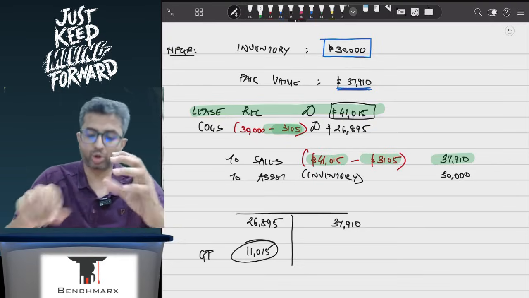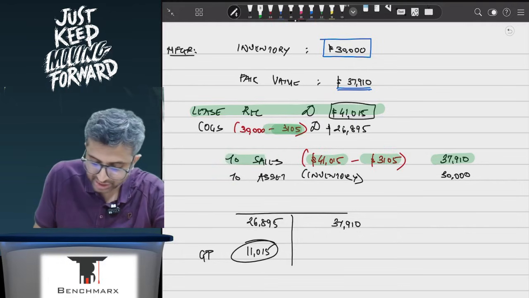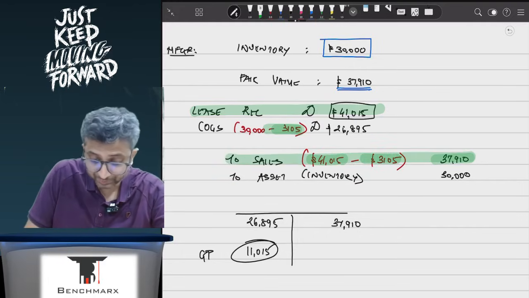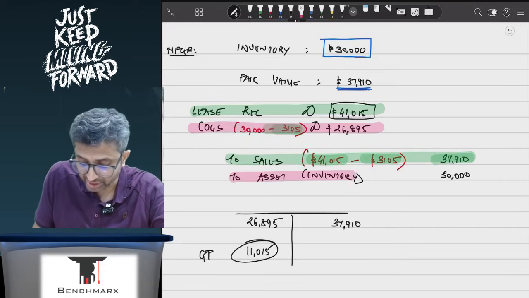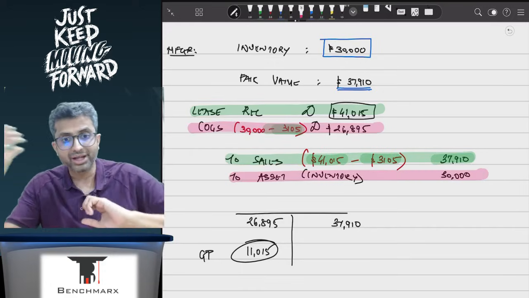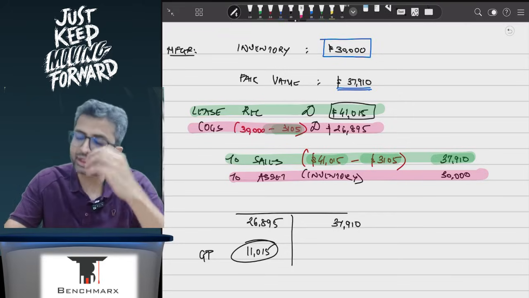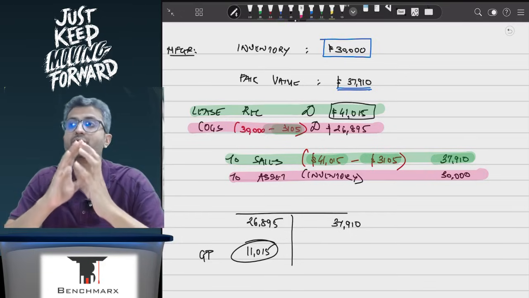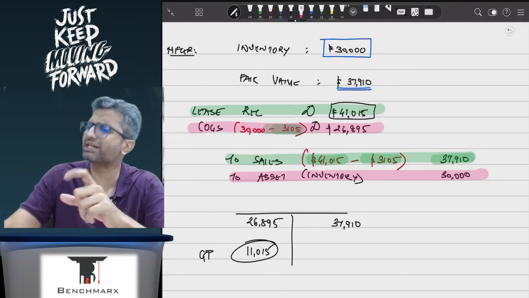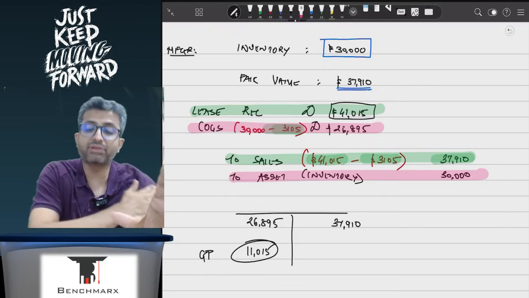So over here, what you are doing is you are passing two entries. One is a credit sale entry, which I have highlighted in green. Then is a COGS entry, which I have highlighted in red. When I pass a credit sale entry, it should be debtor account debit or lease receivable account debit to sales. But some of those sales have not yet materialized, and hence you are doing sales as 41,000 minus 3,105.